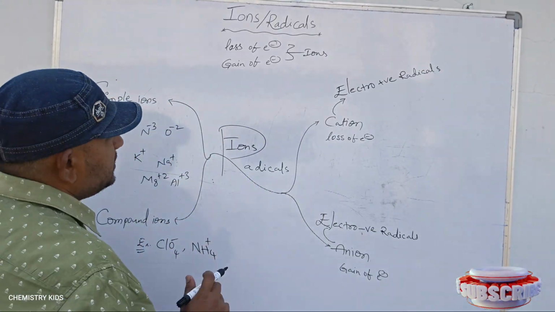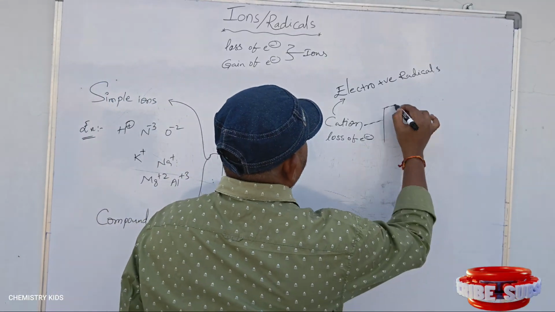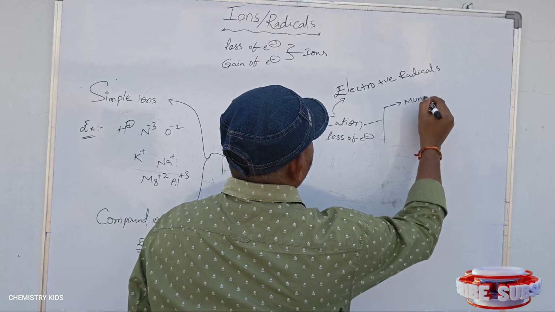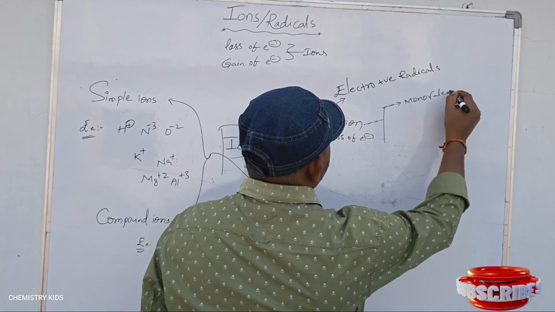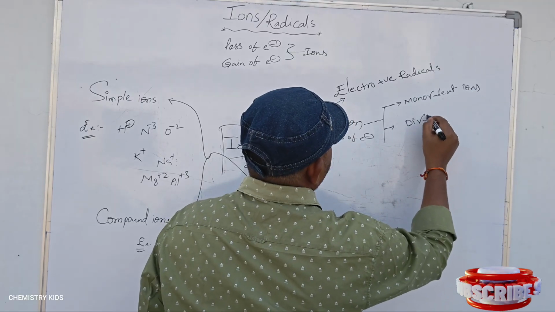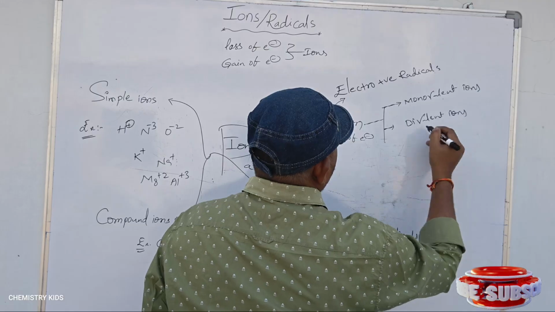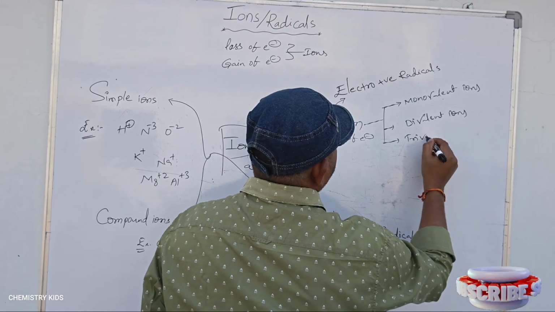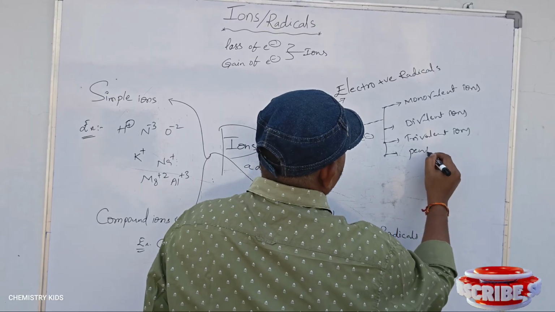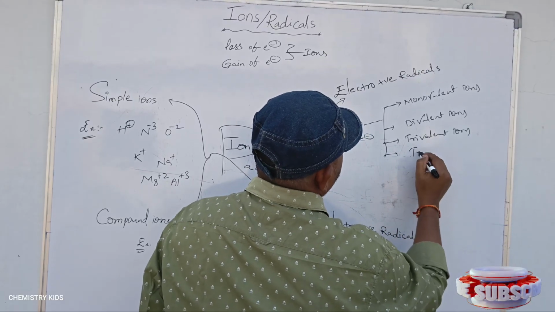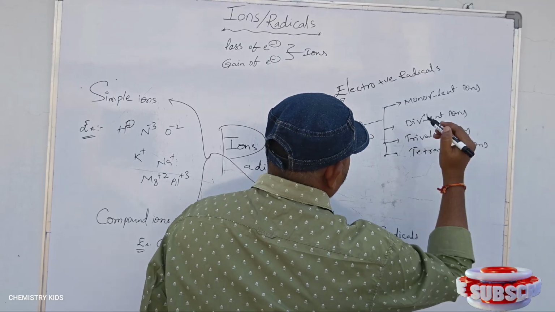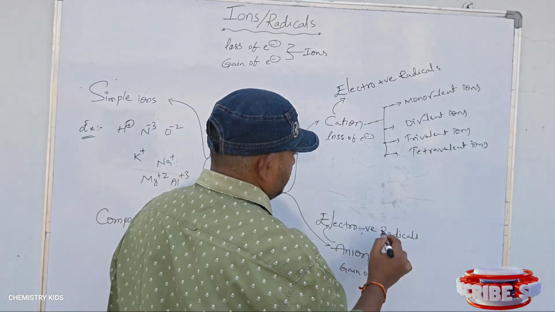Here, these cations are classified majorly into four types: monovalent ions, divalent ions, trivalent ions, and tetravalent ions. Pentavalent ions are also there.